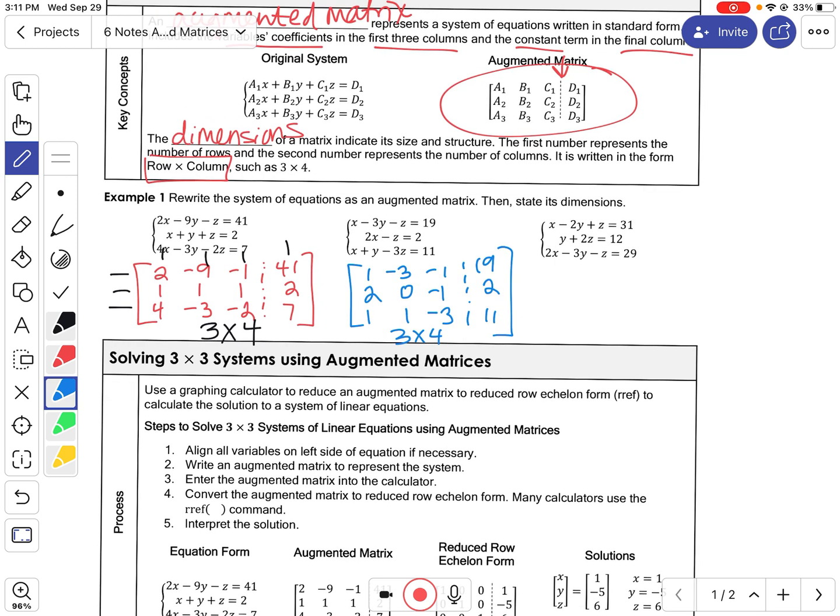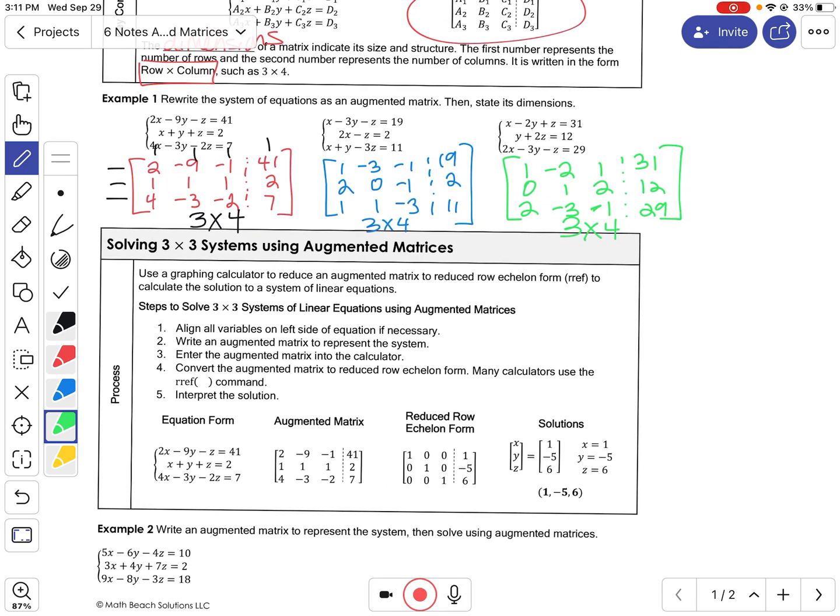Last one, you're doing the same exact thing. We're setting up our coefficients, 1, -2, 1. Notice there's no x in the second equation, so 0, 1, 2. And then 2, -3, and then that z has a -1. Drawing your space between, putting your constants, 31, 12, and 29. Same as all the others, it's a 3 by 4. So that's how we set up an augmented matrix. We're going to be using that in order to solve.